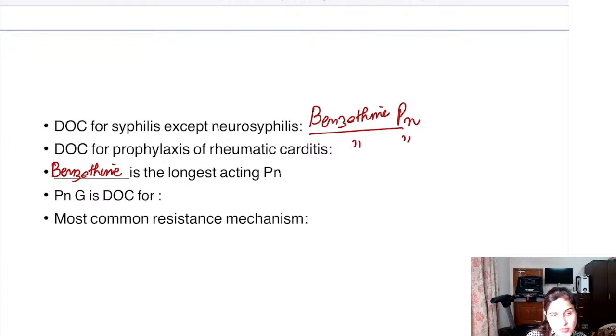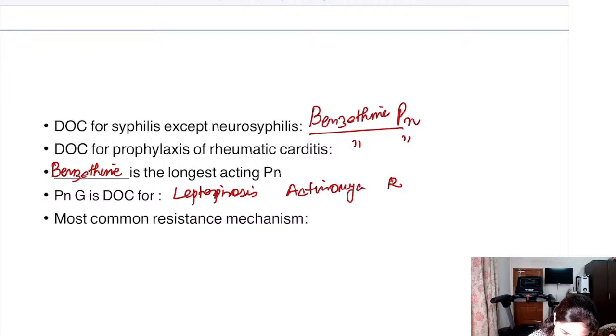Penicillin G is the drug of choice for other conditions like leptospirosis, okay, actinomycosis, and rat bite fever, okay, these are important. Leptospirosis, actinomycosis, rat bite fever, for these penicillin G is the drug of choice.